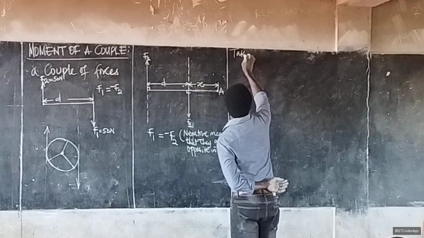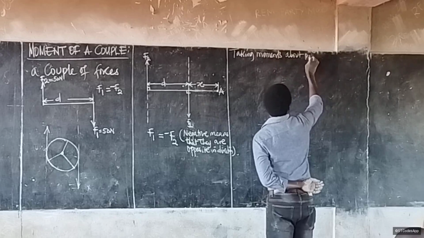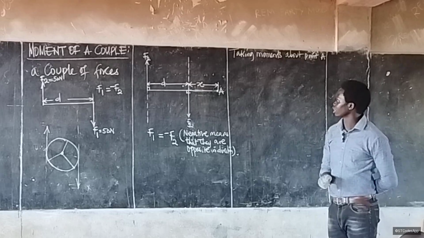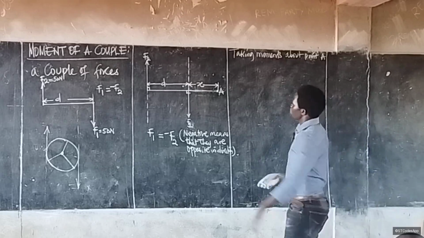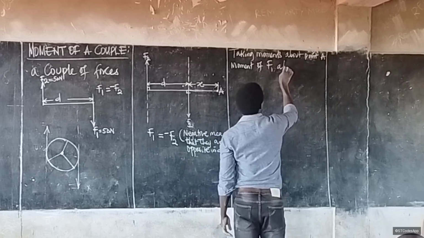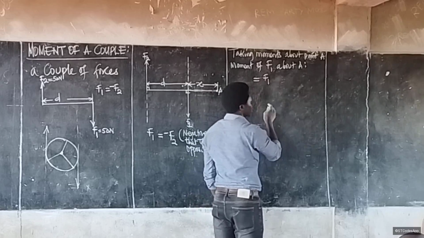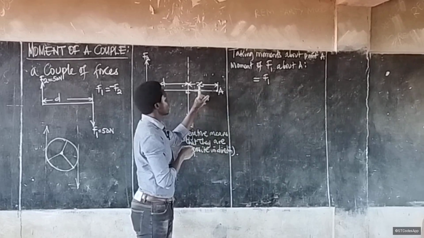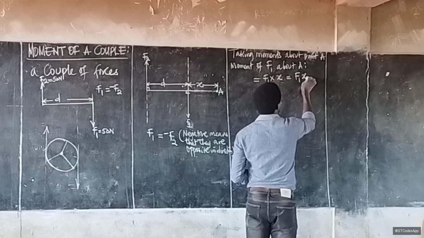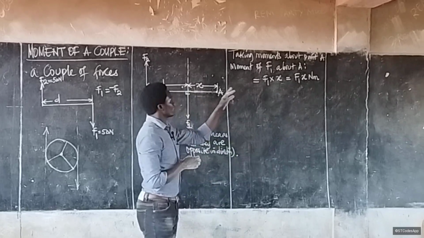So we are going to take moments about point A and we'll see what happens actually. We are going to take the moment of F1 about A. This is going to be equal to F1 times, what is the distance? Perpendicular distance is what? It's X. This will give me F1 X Newton meters. That is the moment of F1 about A.